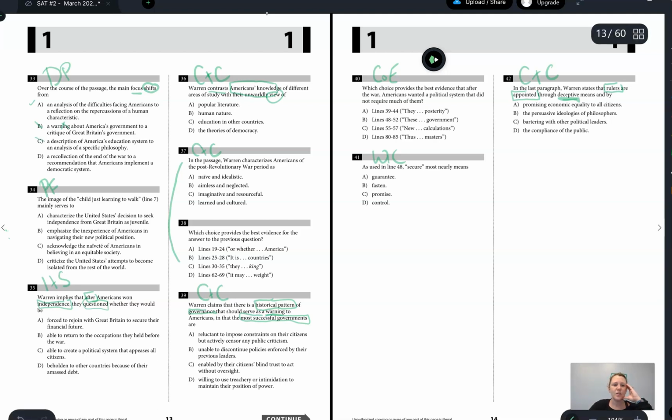Education is briefly mentioned, but it's not the main focus, and therefore it's not something that we have to shift away from. It's actually a detail supporting an idea. So I think C is incorrect for that reason.